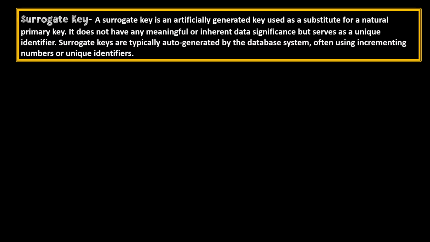Surrogate key. A surrogate key is an artificially generated key used as a substitute for a natural primary key. It does not have any meaningful or inherent data significance but serves as a unique identifier. Surrogate keys are typically auto-generated by the database system, often using incrementing numbers or unique identifiers.